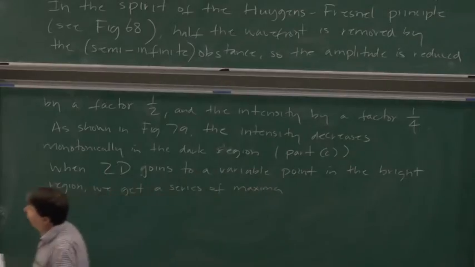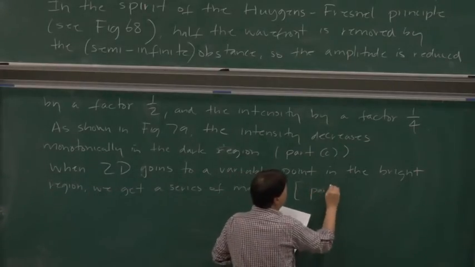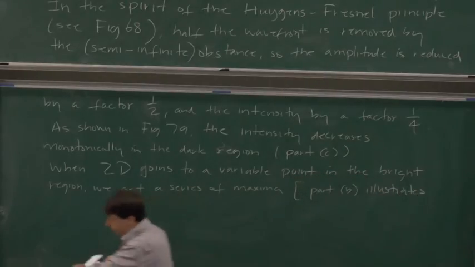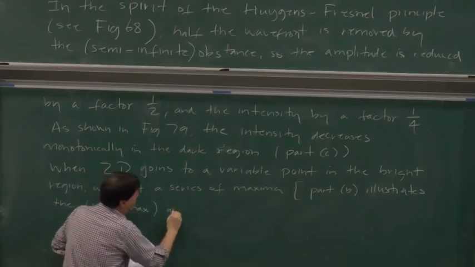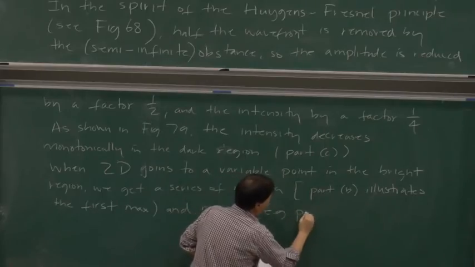And one of the maxima is illustrated here in this figure. In fact, this is actually the first maximum, and this is the longest you can make the arrow from Z to D, because after that, any point on the remainder of the curve is closer to Z than this point. So we get a series of maxima, and part B illustrates the first maximum, and minima, e.g. part A of the figure.